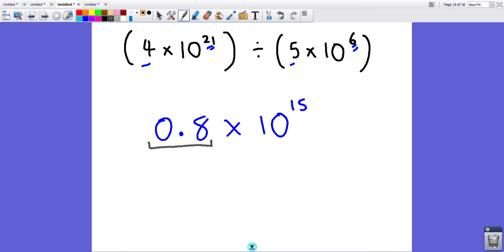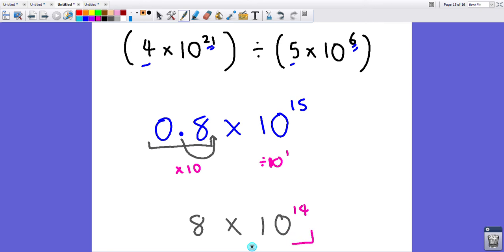To make it between 1 and 10, I'll shift the decimal over here, and if I do that, this becomes 8 times by 10 to the something. Now to make this shift happen, I had to multiply 0.8 by 10, which means to make it fair, I have to divide 10 to the 15 by 10, or more specifically divided by 10 to the power of 1, and therefore I must take away 1 from 15 to make it 10 to the 14. And now this thing here is in standard form.